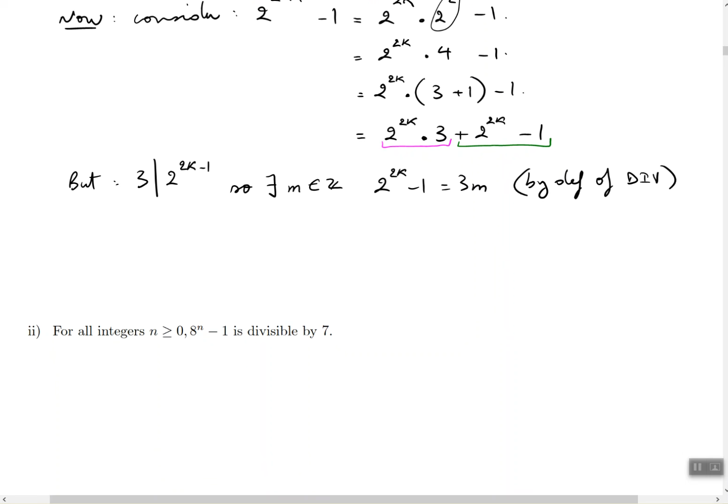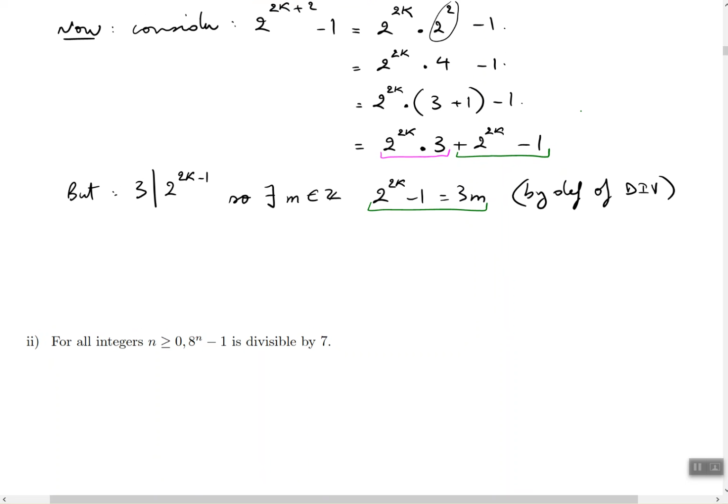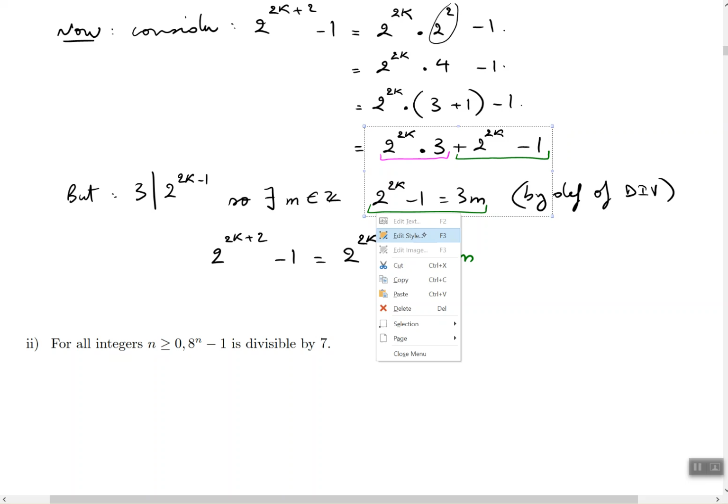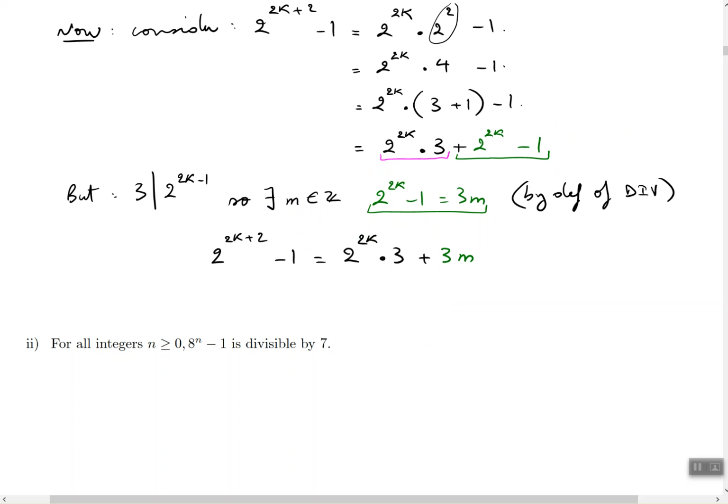Well, now that we know that 2 to the power of 2k minus 1 is equal to 3m, we can go back and say, well, the 2 to the power of 2k plus 2 minus 1, which is equal to the 2 to the power of 2k times 3 plus the 2 to the power of 2k minus 1. Well, now that could be replaced with 3m. Okay, so the 3m is basically going to replace the 2 to the power of 2k minus 1, and that's because of the divisibility.